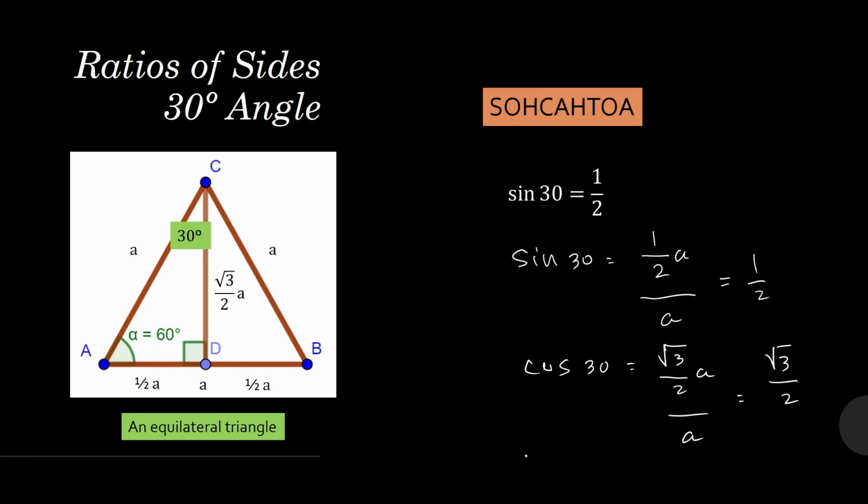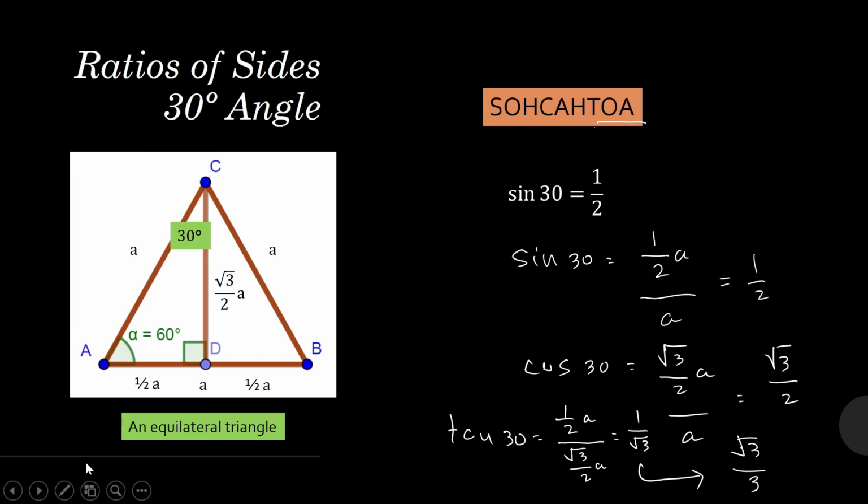What about tangent? It's equal to TOA, side opposite 30 degrees, that is 1/2 of A, divided by the adjacent side. So what is this equal to? 1 over square root of 3. Rationalizing the denominator, this will give you square root of 3 over 3. These are the 3. We don't worry too much about the other 3 because the other 3 is just the reciprocal of these ratios.